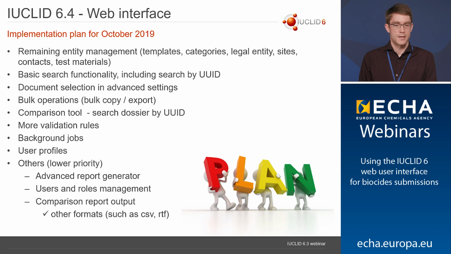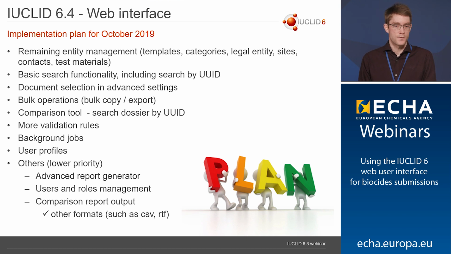We'll also introduce the background jobs in the web UI. This will give you an indication of the progress of any action you're performing in Euclid, such as exporting or importing. And more importantly, it will give you the error that's associated with that activity if there is an error. And this will give you an indication of what's gone wrong. We'll also introduce the user profiles so that you can view your user profile in the web UI.